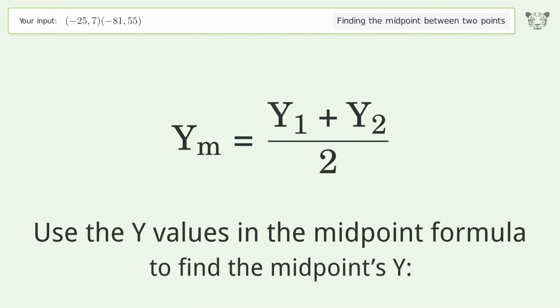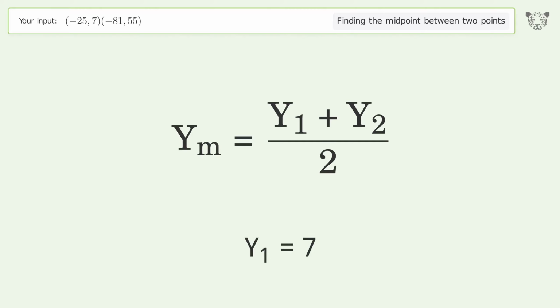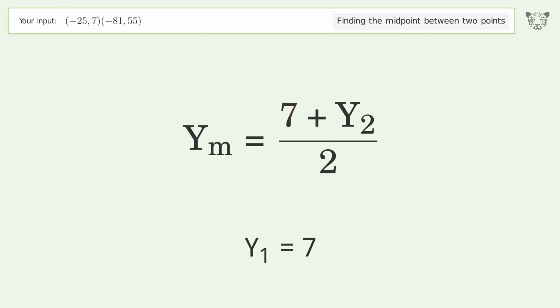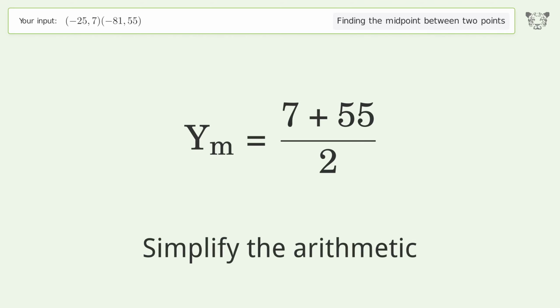Use the y values in the midpoint formula to find the midpoint's y. y1 equals 7. y2 equals 55. Simplify the arithmetic.